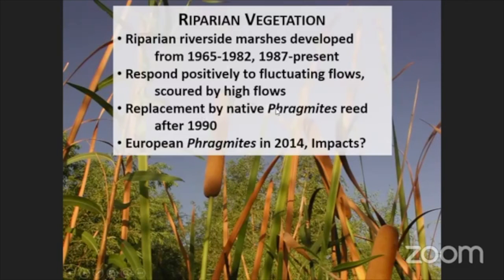In recent decades, the common reed Phragmites has taken over, and now we face the danger of a non-native Phragmites moving into the river corridor. But riparian vegetation development has been really a tremendous increase in the system. My estimates show that there's actually more riparian vegetation in the river corridor now than there was in pre-dam time, bringing together both Glen Canyon and Grand Canyon.